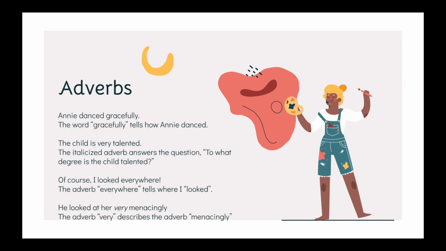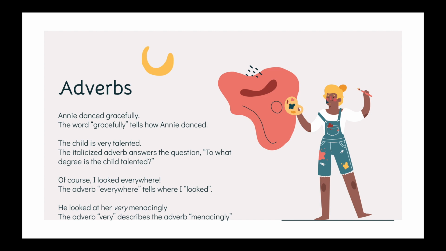So for example, Annie dance gracefully. Okay, so the word gracefully tells about how Annie dance. So the word gracefully describes a verb. The child is very talented. The word very is an adverb, and the word very describes the word talented, not the word is. Okay, and then the next one, of course I look everywhere. Okay, now the adverb everywhere, it describes the word look, like that.